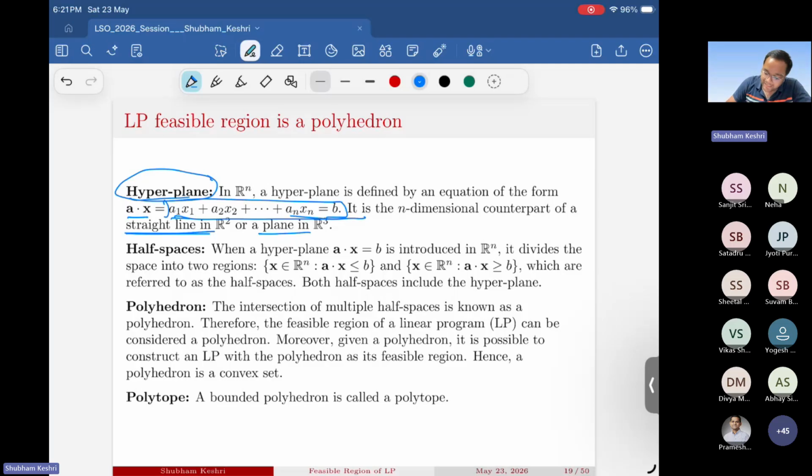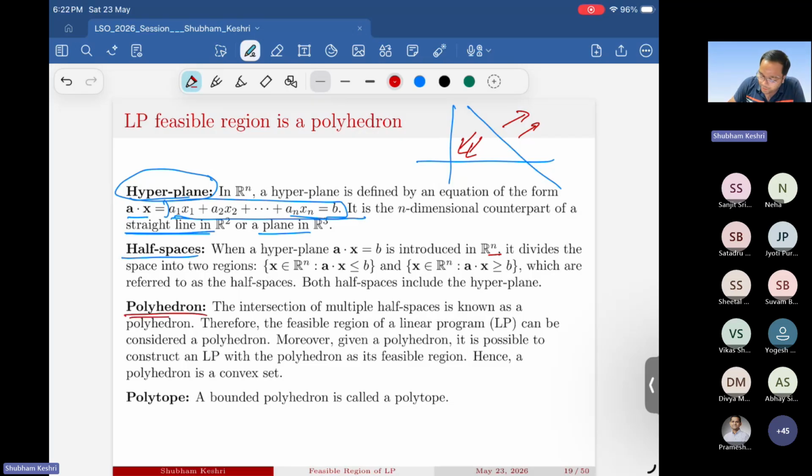This hyperplane divides the region into 2 spaces, which are known as half spaces. So suppose in a 2 dimensional LP, I have a constraint like this. This constraint divides this region into 2 portions, this side and this side. So these regions are known as half spaces. This is in n dimensions, and n can be 2 as well. So this is one half space and this is the other half space.